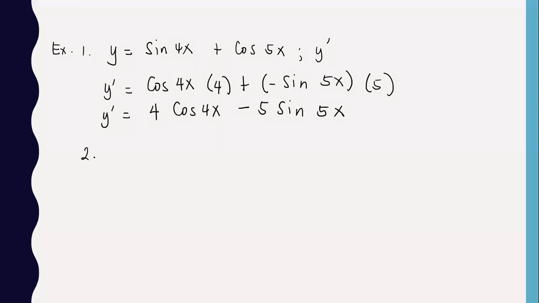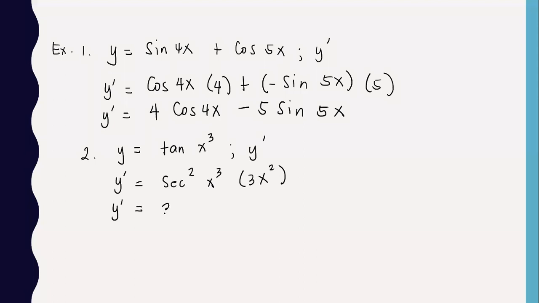Okay, example number 2. Given y is equal to tangent x cubed. Find y prime. Now, your y prime, the derivative of tangent is secant squared x cubed. And then the derivative of x cubed is 3x squared. Therefore, your y prime now is equal to 3x squared secant squared x cubed.